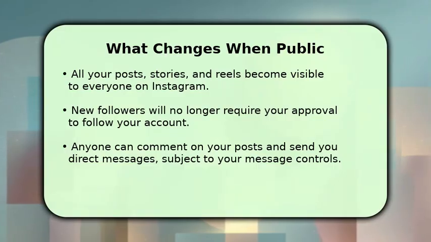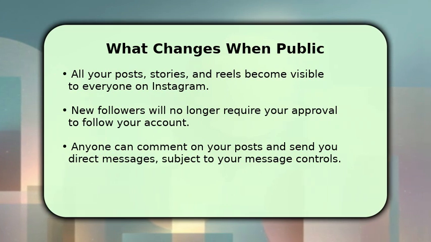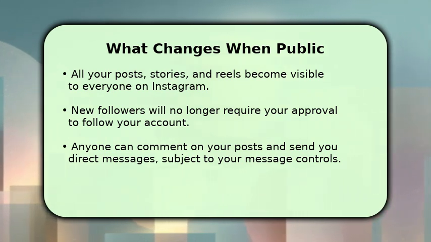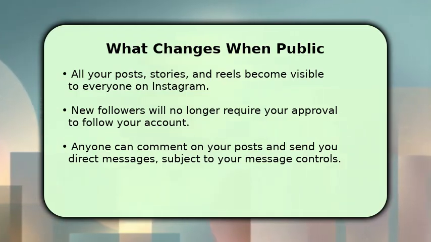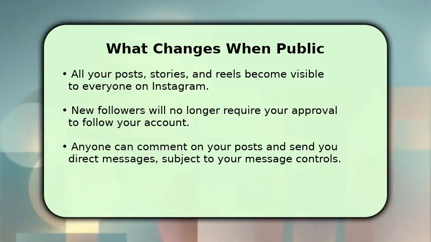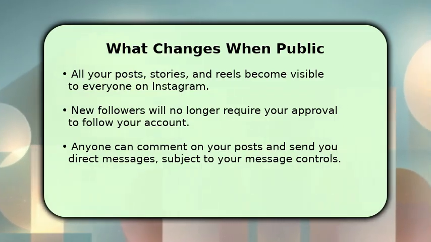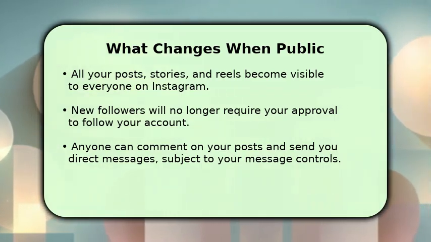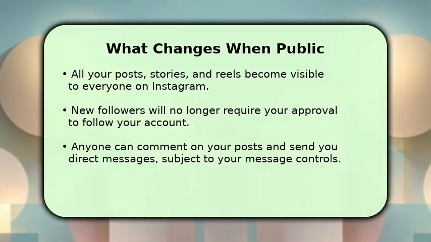Once your Instagram profile is public, several key changes take effect immediately. Every piece of content you share, including photos, videos, and stories, becomes visible to all Instagram users, not just your approved followers. Furthermore, new users can follow your account without you needing to approve each request individually. While anyone can comment on your posts, you still retain control over who can send you direct messages through your message controls, offering a layer of protection.